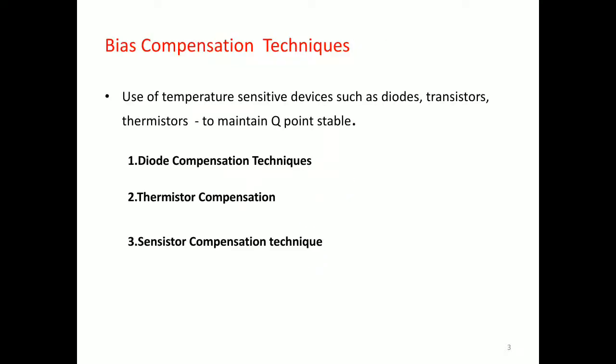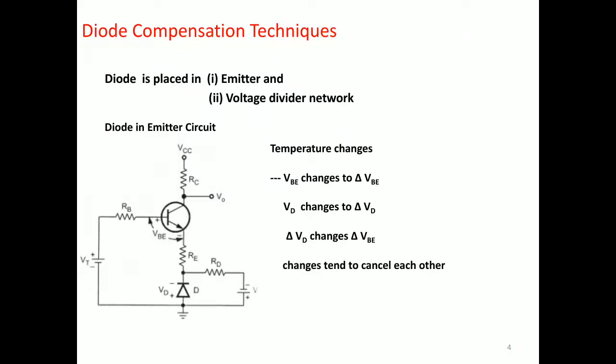There are three compensation techniques: diode compensation, thermistor compensation, and transistor compensation. Let us go one by one. In diode compensation, the diode is placed in the emitter circuit, and the other case is in the voltage divider circuit. What happens when the diode is placed in the emitter circuit? The first case: the diode is placed under the emitter, that is, under the RE value.